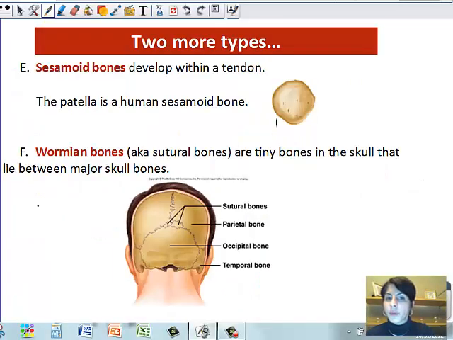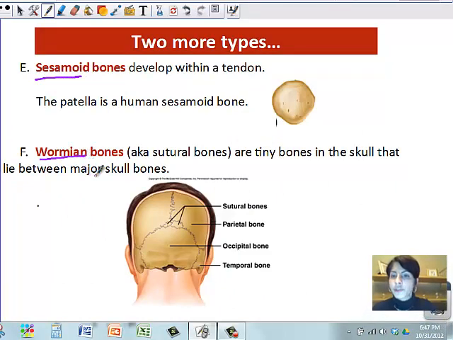Two more types of bones include the sesamoid bones and the wormian bones. And these aren't major types of bones, but the patella, which is your kneecap, is referred to as a sesamoid bone because it has almost like a sesame seed type of shape. Sesamoid bones develop within a tendon. Wormian bones are the bones that lie between major skull bones, right where the sutures occur. Sutures are the places where those bones fuse together at one point in time.